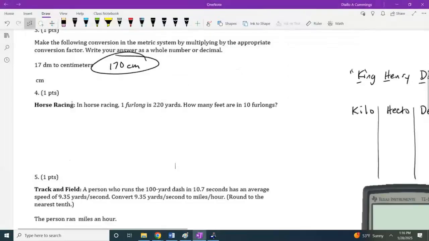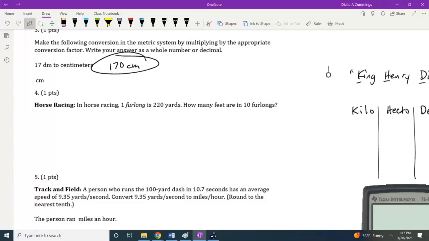All right, so moving right along, number 4. It says it's a horse racing example. In horse racing, 1 furlong is equal to 220 yards. How many feet are in 10 furlongs? So here it kind of gives us a conversion. It says 1 furlong is 220 yards. How many feet are in 10 furlongs?